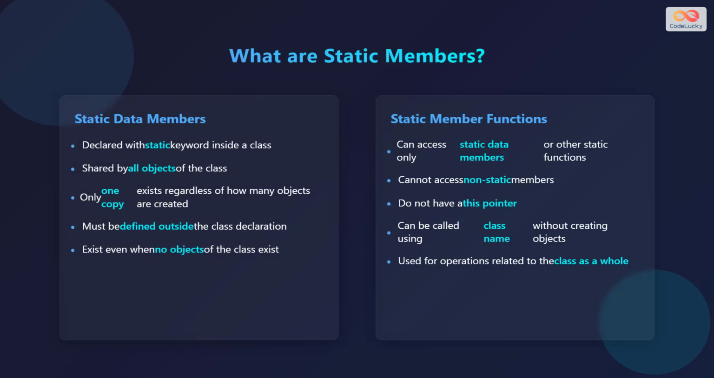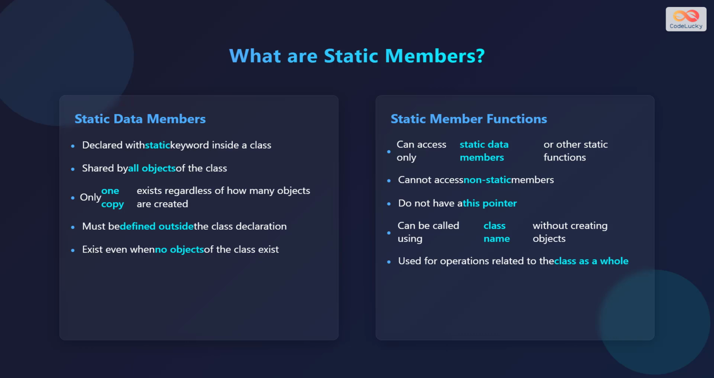Let's first understand what static members are. We will look into static data members and static member functions. Static data members are declared using the keyword static inside a class. They are shared by all objects of the class. Only one copy of a static data member exists no matter how many objects are created. They must be defined outside the class declaration. Static data members exist even when no objects of the class exist.